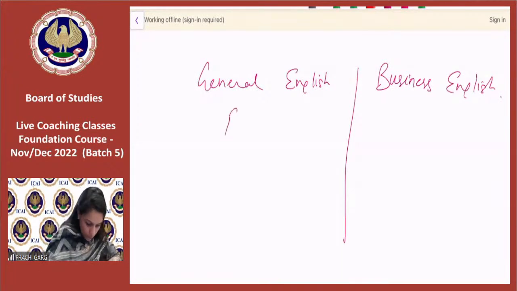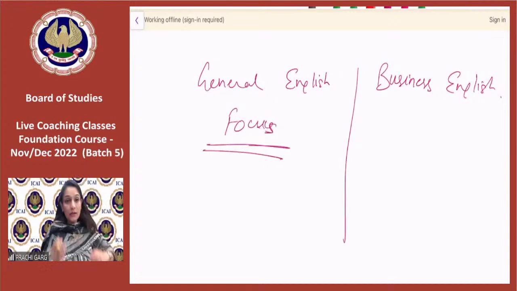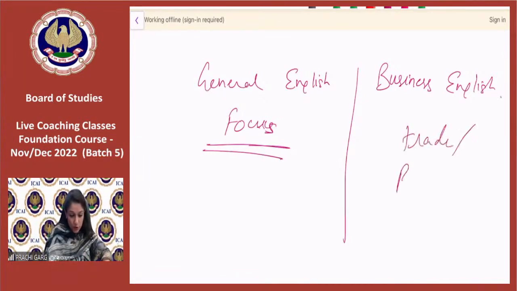Okay, now focus. The focus in general English is everyday stuff, daily routine, so we just use the language casually. But in business English, our focus is our trade or our profession or our business. So we need to know the words that are specific to a business, and the technical terms and everything.